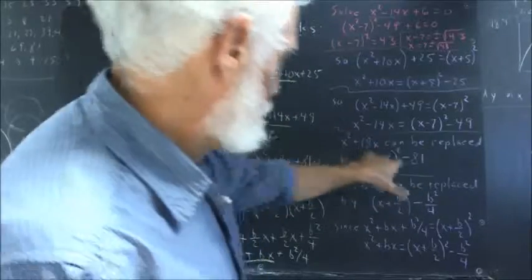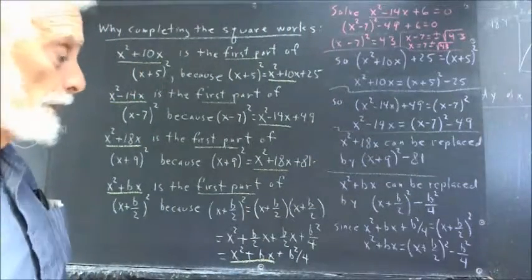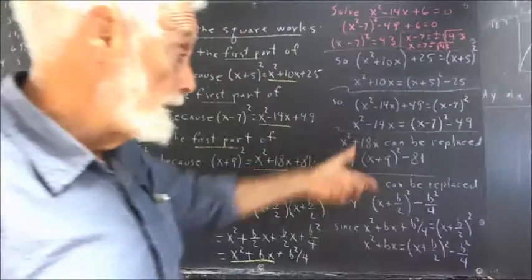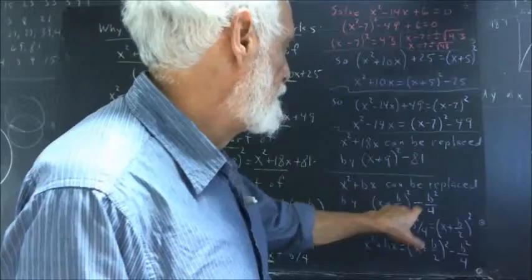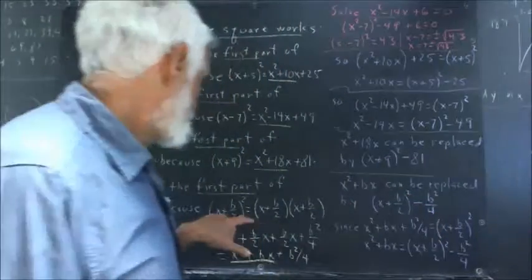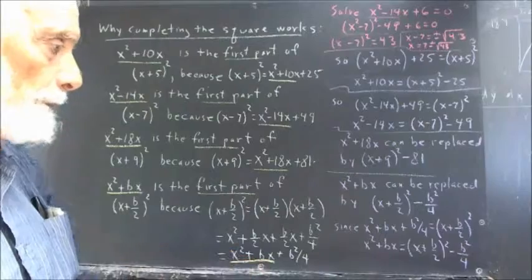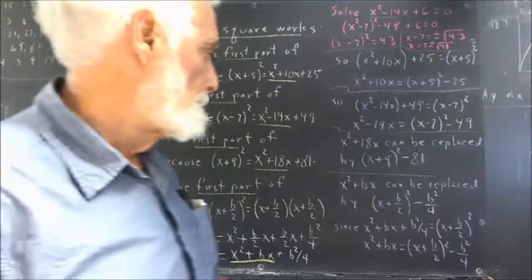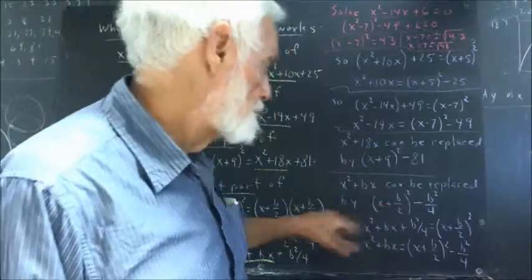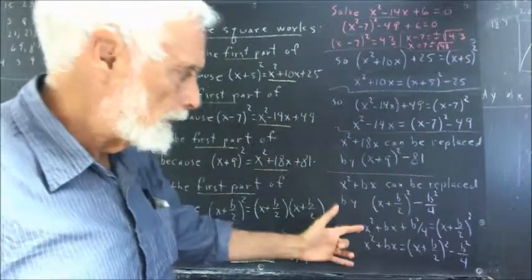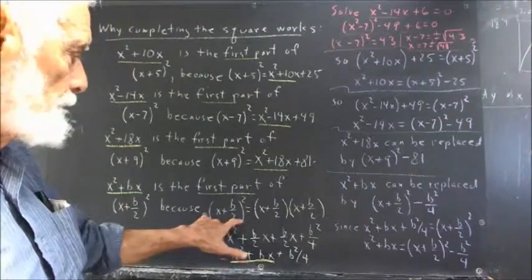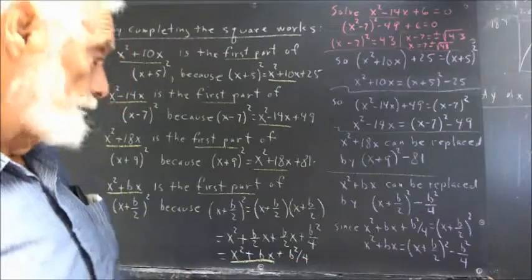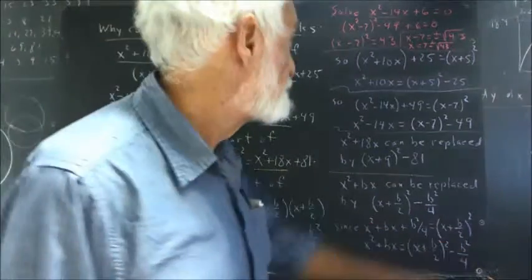With a little practice, we can learn to see that rather easily. And in general, x squared plus bx could be replaced by (x plus b over 2) squared minus b squared over 4. And we can see that easily from over here. Here's the reason, and you can read this. If you understand the pattern of what we did here, you should understand the pattern of what we did here, which is just basically to set this equal to this, and then subtract b squared over 4 from both sides.